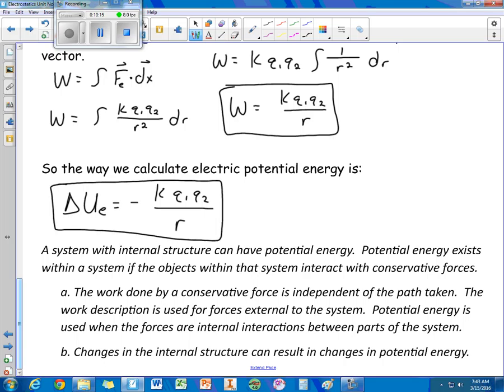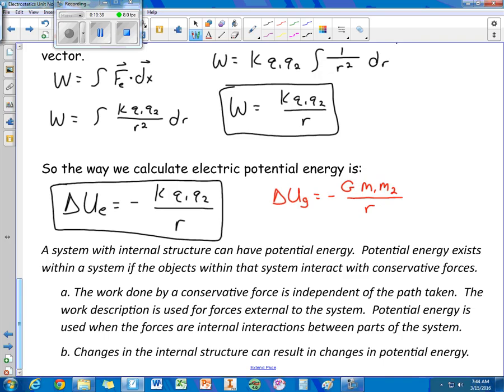And again, this should look very, very similar because the change in gravitational potential energy was negative G M1 M2 over R. There's a lot of similarities between gravitational and electric. A lot of similarities.